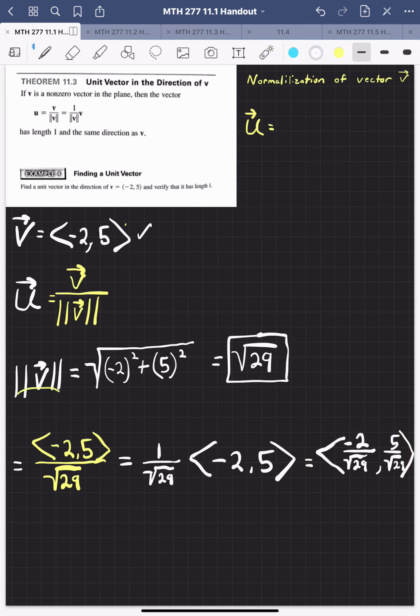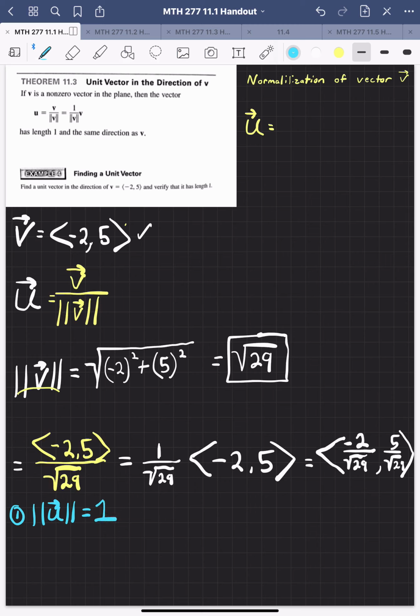It's a very good question. That was a two-part question, so I'll answer the first part of it. How do we show that the magnitude of this new vector u is indeed 1, because it needs to be a unit vector?